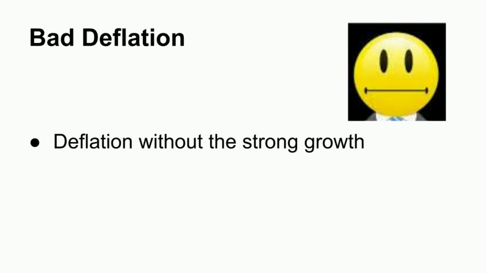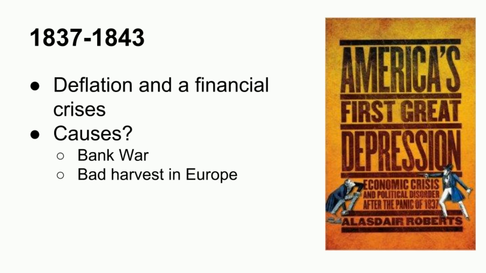We have also had some instances of bad deflation in the United States. One case in the distant past was a period of deflation coinciding with financial crises between 1837 and 1843. It is unclear whether these issues were related to the bank war between President Jackson and the president of the U.S. National Bank, or instead were the result of a series of bad harvests in Europe dragging down the global economy.